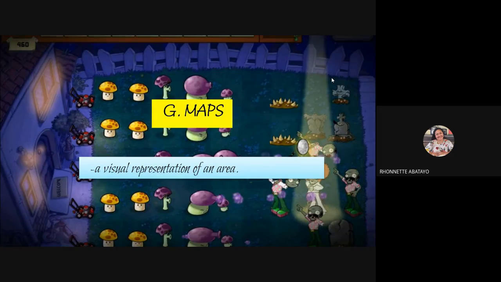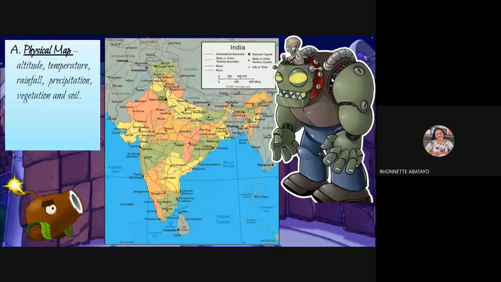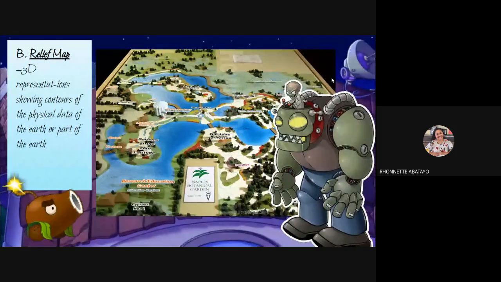But don't you know that there are different kinds of maps? First is the physical map, which we are very much exposed to. It combines the single projection of the data, such as the altitude, the temperature, the rainfall, the precipitation, the vegetation, and the soil of that particular country, just like what you can see here on the screen. The stars indicate the capital city. At the same time, the color embeds the particular weather, or you can just see the legend from the maps that you will be using inside your classroom.